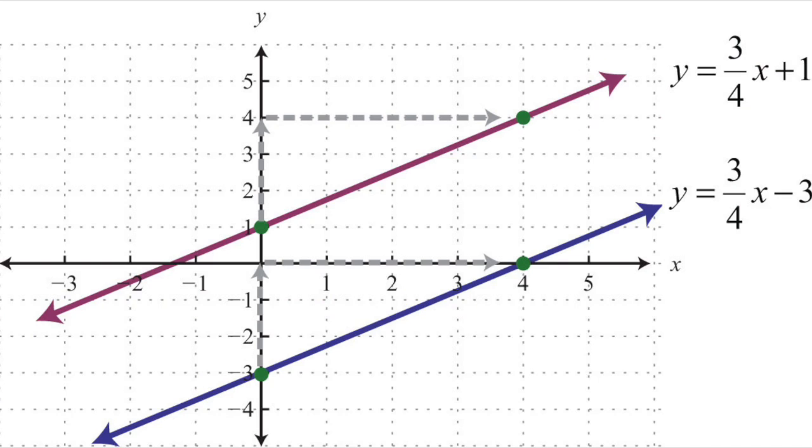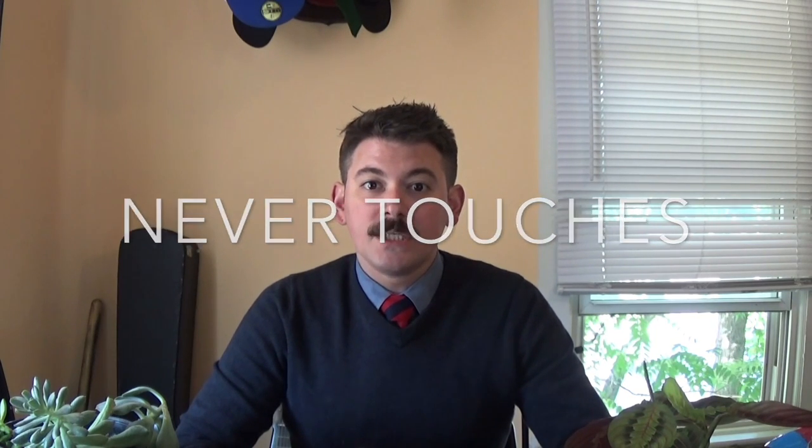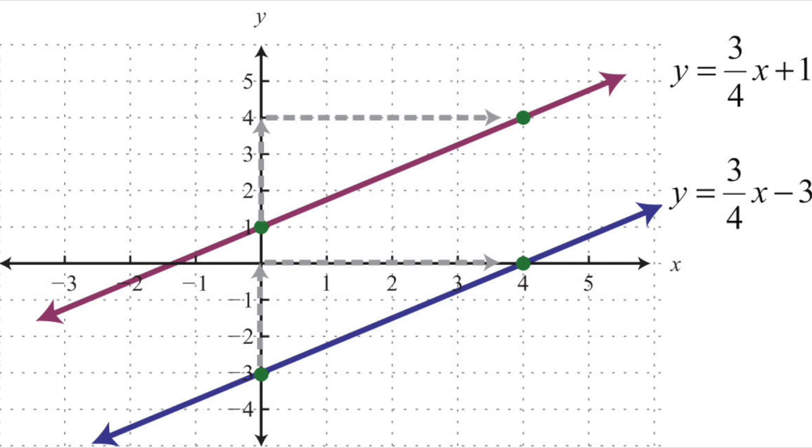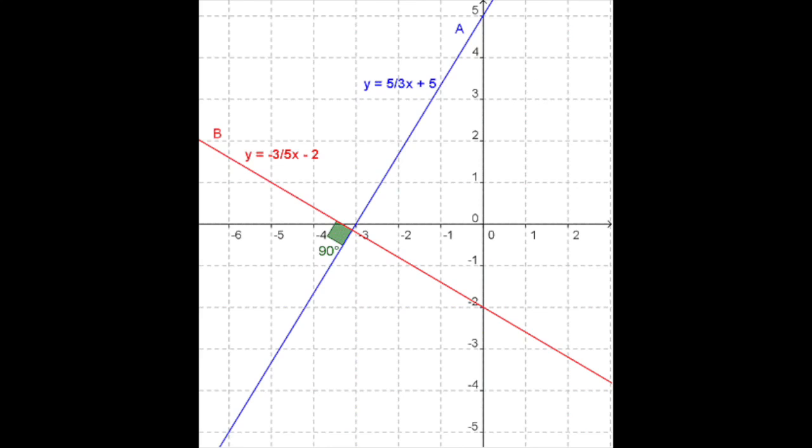I want to know about parallel and perpendicular lines, please. Parallel lines have the same slope, and they never touch. Same slope never touches. For example, both of these lines have a slope of 3/4. Therefore, they're parallel.